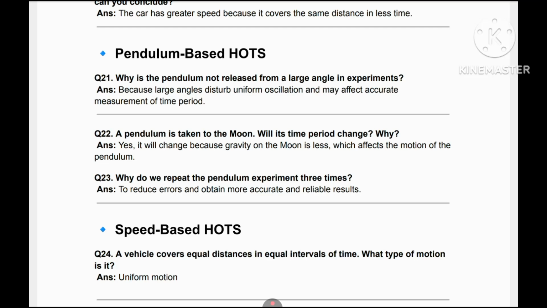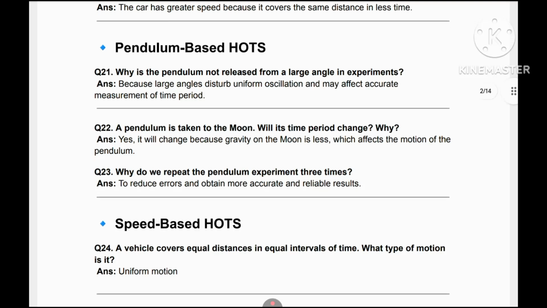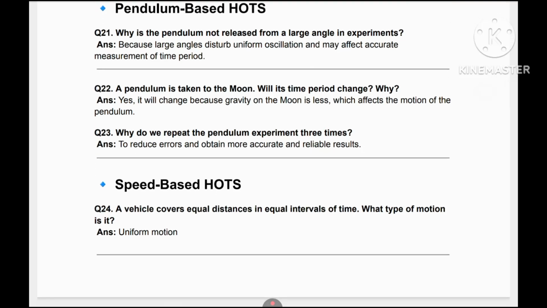A pendulum is taken to the moon. Will its time period change? Why? Yes, it will change because gravity on the moon is less, which affects the motion of the pendulum. Why do we repeat the pendulum experiment 3 times? To reduce errors and obtain more accurate and reliable results.